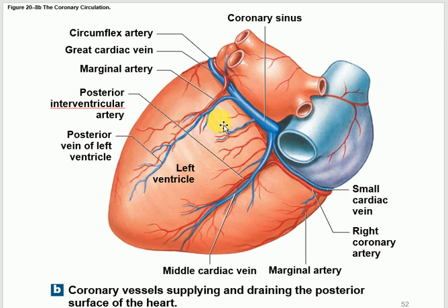Middle cardiac vein. Yes, middle cardiac vein. And what do you call this big, large, dilated vein? This coronary sinus. Where does it drain to? Right atrium. Do you remember the opening for the coronary sinus in the right atrium? This is what opened there. Same thing here.